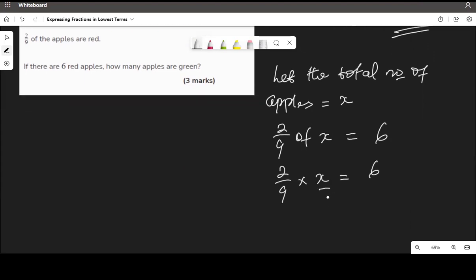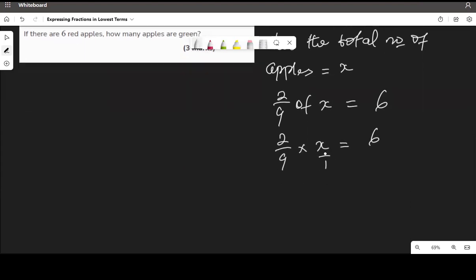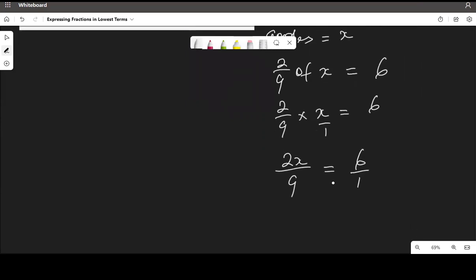This x is over 1. Recall that when we multiply one fraction by another fraction, the numerators multiply each other and the denominators multiply each other. So 2 times x is 2x. 9 times 1 is 9, equal to 6 over 1. To find the value of x, we need to cross multiply. 2x times 1 is 2x, and 9 times 6 is 54.